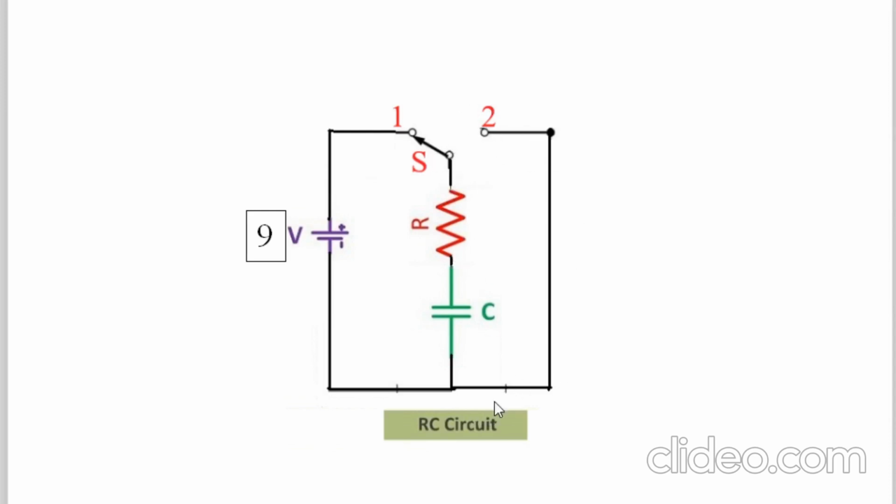Now we'll throw the position of the switch S to position number 2. Therefore, when it goes here, it is simple to understand this point will get short circuited through this black wire and capacitor will start discharging. So in this way, to discharge the capacitor, you must throw the switch to position number 2. Therefore, capacitor will get short circuited through the resistor R and discharging will take place.